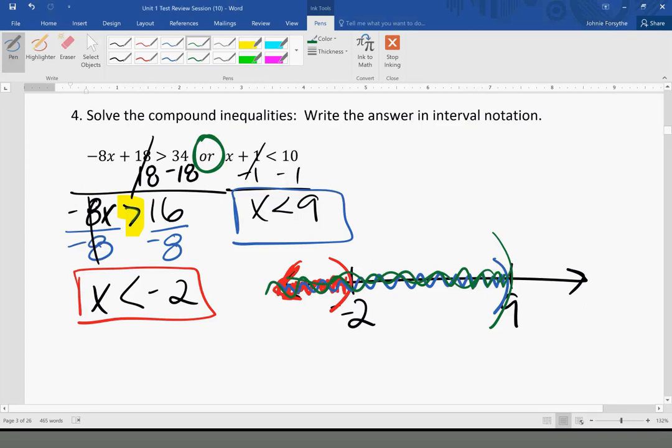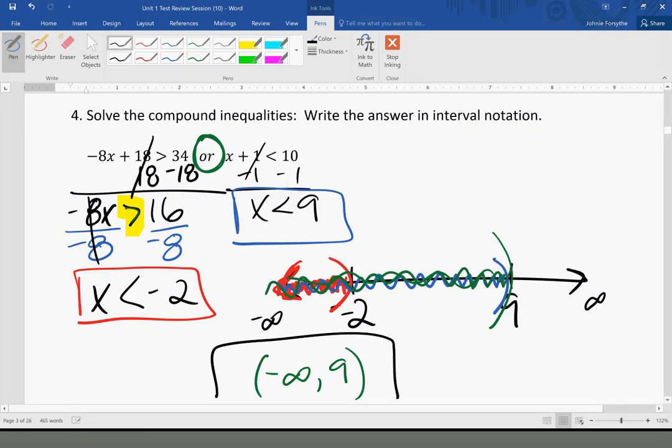Does that make sense? Hopefully that makes sense. So now let's talk about the interval. The very left of the number line is negative infinity, and the very right of the number line is positive infinity. So to write this green interval, we're going to start with negative infinity, and you always use parentheses for infinity. And it goes all the way to 9 with parentheses, because we're not including 9. It's not equal to 9. So this will be our solution in interval notation, from negative infinity to 9.